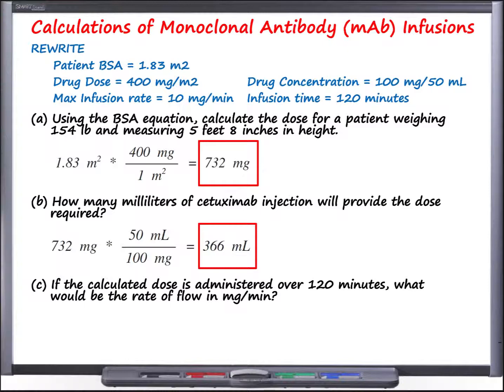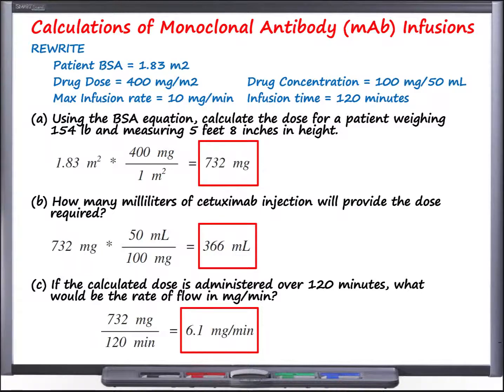And then lastly, it says, what would the flow rate be in milligrams per minute if we administer that over 120 minutes? So it's relatively straightforward because remember, we know that we want to administer 732 milligrams, and we're told we need to do that over the 120 minutes. So 732 milligrams divided by 120 minutes gives us units of milligrams per minute, and our final value would be 6.1. So 6.1 milligrams per minute over 120 minutes would administer 732 milligrams.